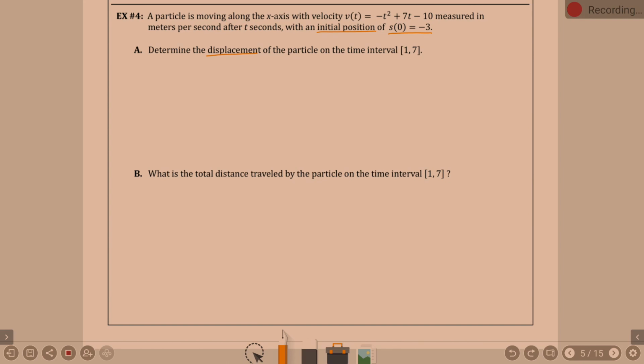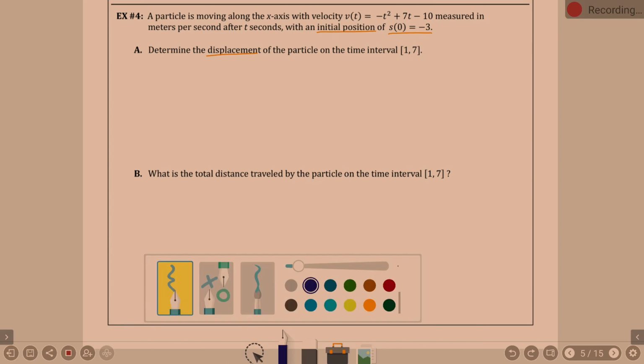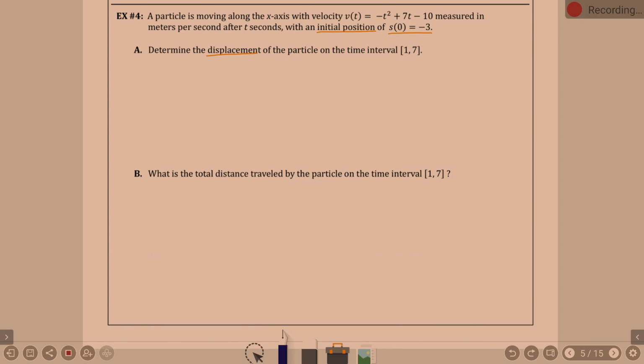We want the displacement from 1 to 7. Does that have anything to do with time 0? Nope. No. So are we actually going to use that 3, or that negative 3, on this piece? No.